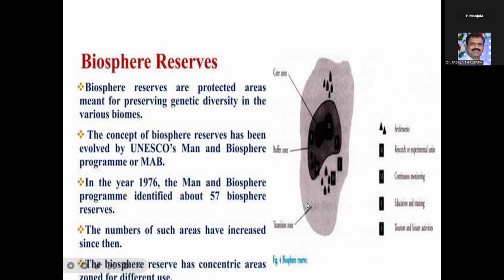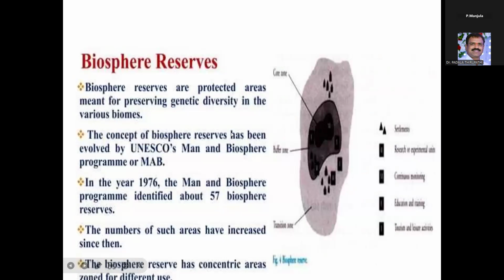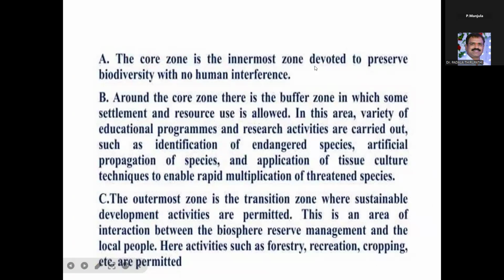That is the core zone, the buffer zone, and the transition zone. The core zone is the innermost zone, which is devoted to preserving the biodiversity with no human interference. That is the center zone, the core zone. Second, around the core zone, there is a buffer zone.